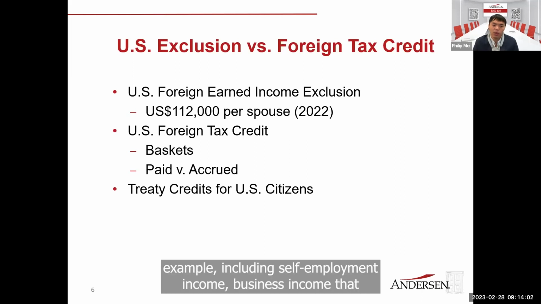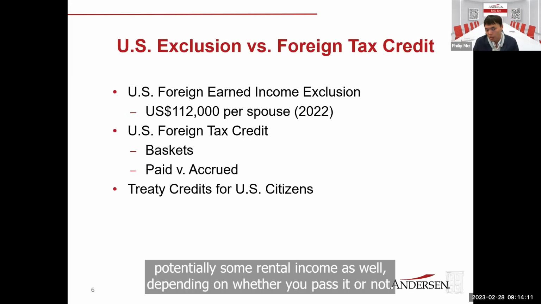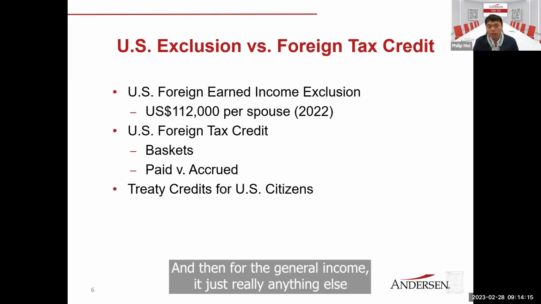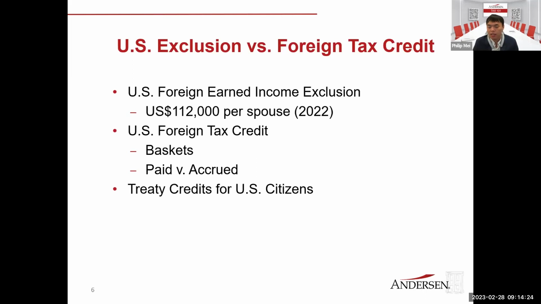Some of the common examples include self-employment income, business income that the taxpayer carries on outside of the US, potentially some rental income as well, depending whether they're passive or not. And then for the general income, it's just really anything else that hasn't been allocated to other baskets yet.